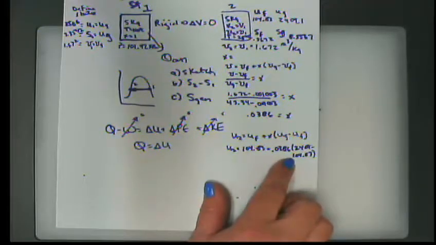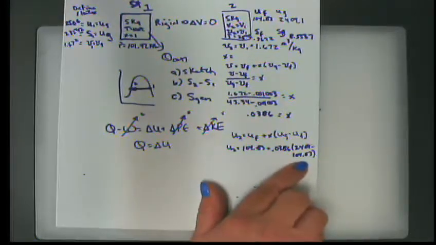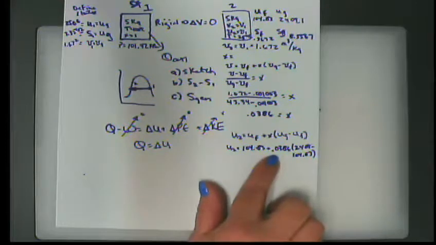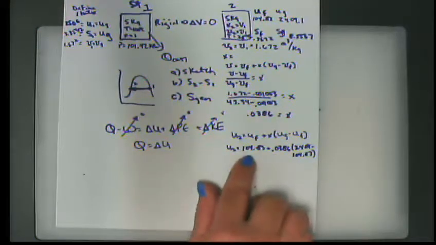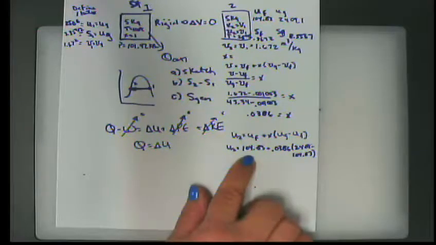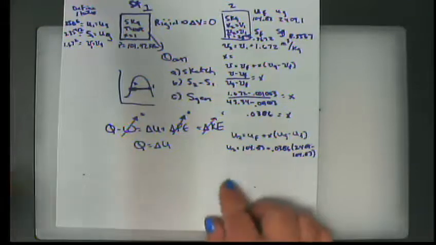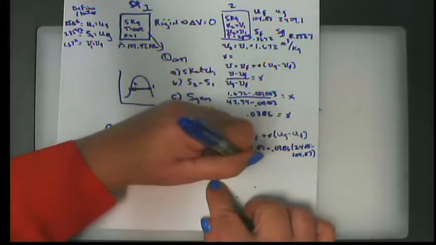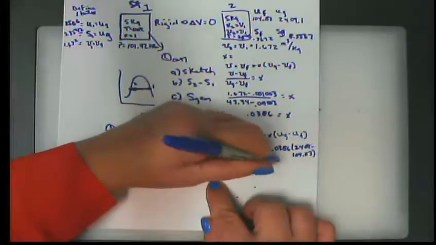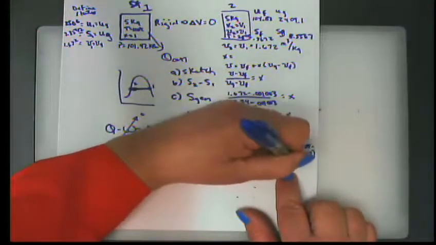I do the math on that one. 2409.1, subtract from that my u sub f value, 104.83. Multiply it by x, 0.0386. That's 88 plus some stuff. Add to that 104.83, and I get 193. So my u sub 2 value is 193.77, and that's going to be in kilojoules per kilogram.